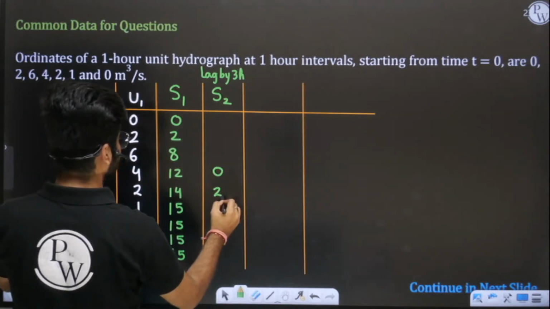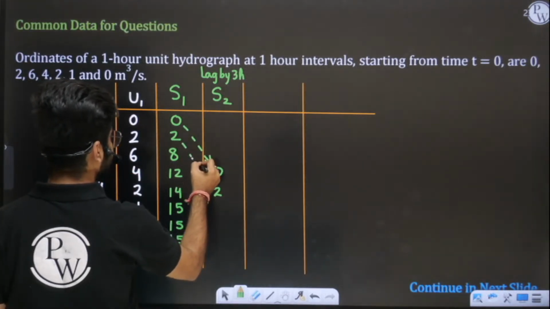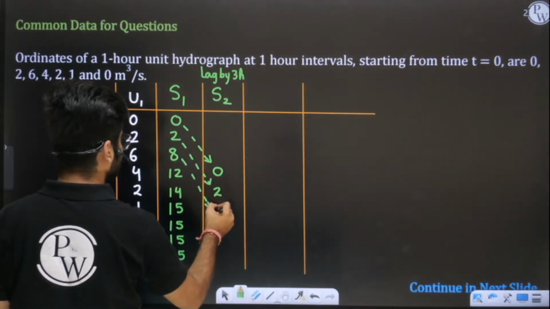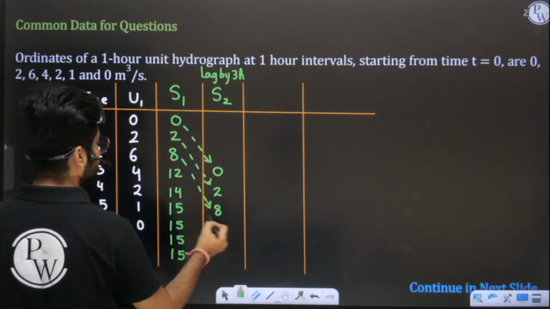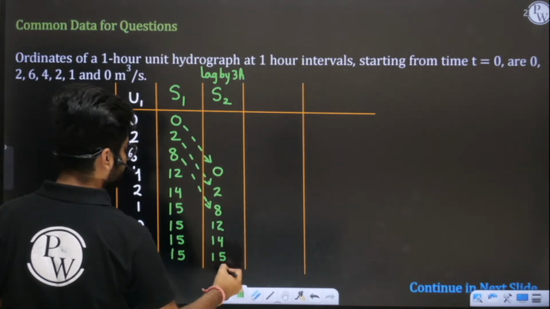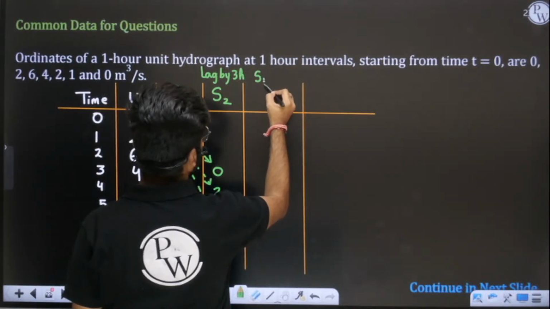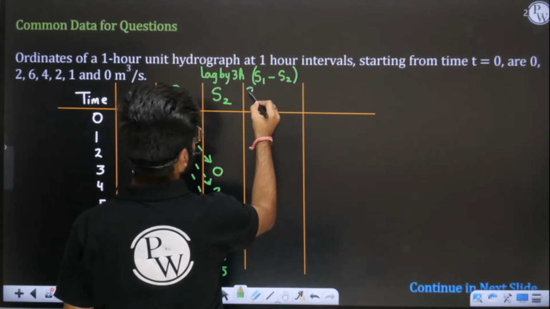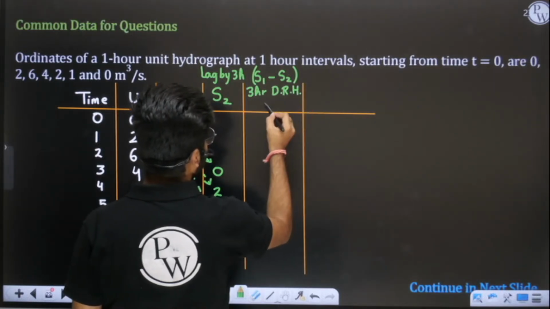0, 2. Like this you will lag all the values. So 0, 2, 8, like this, then 12, then 14, 15 and 15. Now after this you have to do S1 minus S2. Now S1 minus S2 will give you the 3 hour DRH, the DRH of 3 centimeter.